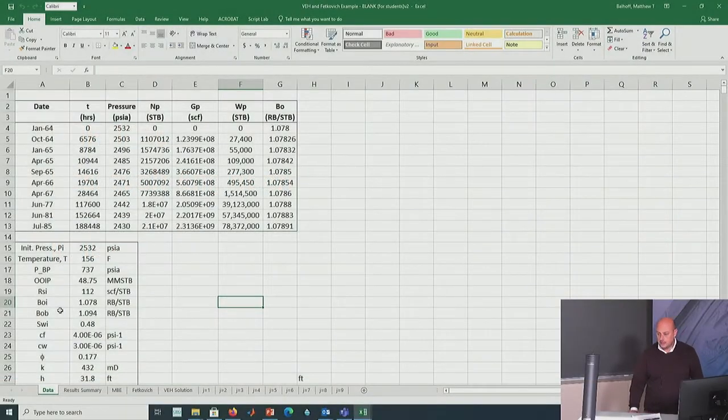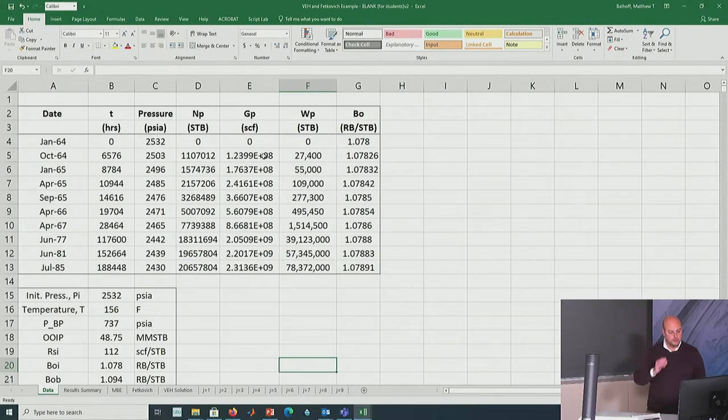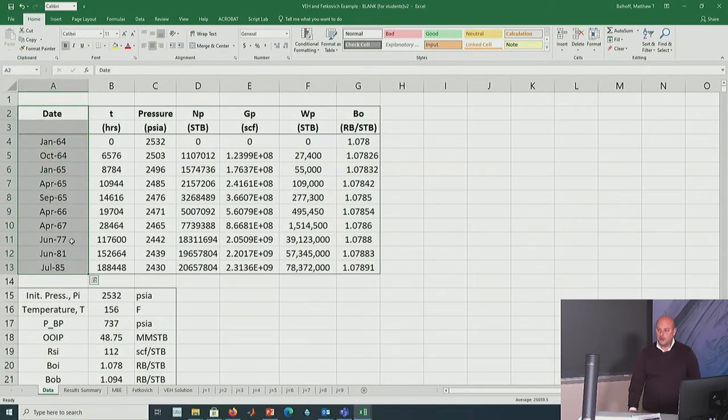What we have is some data that we've seen before. Let me see if I can blow this up a little bit so everybody can see it, although you should be able to see it on your own monitors. We have the date, so we have production data basically. A date, and we converted that to time. January 1964, we call that t equal to 0. We've put the time in hours because some of our equations are built to do it in hours. The unit conversions are already built in, so we've put that in hours, and we've calculated that here.